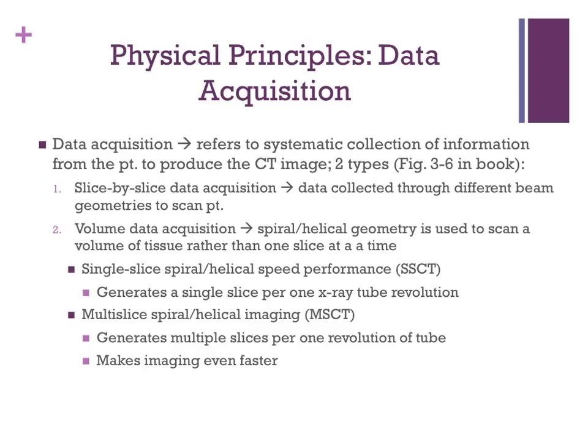This method generates a single slice per 1 revolution of the X-ray tube, and it often is referred to as single slice spiral helical CT, or SSCT. In multi-slice spiral helical imaging, or MSCT, this generates multiple slices per 1 revolution of the tube and makes imaging even faster. And it started with a 4 slice, and now there is a 320 slice commercially available.